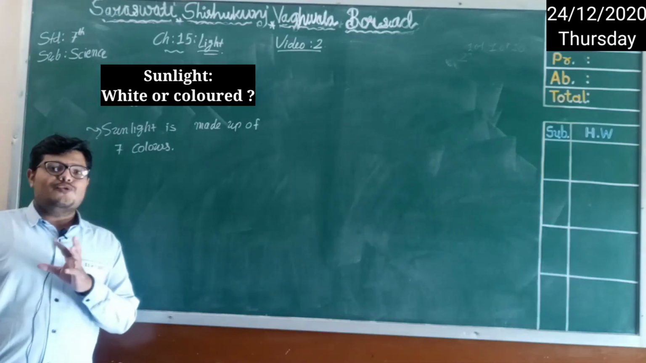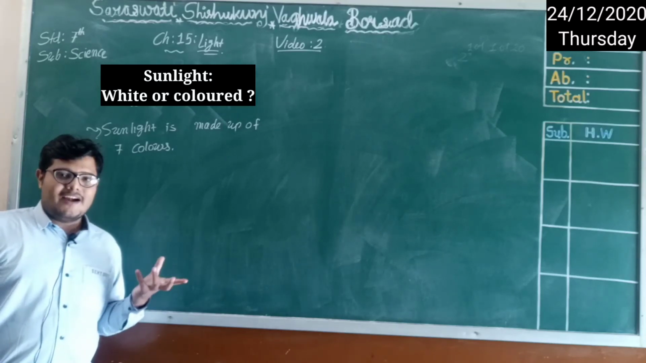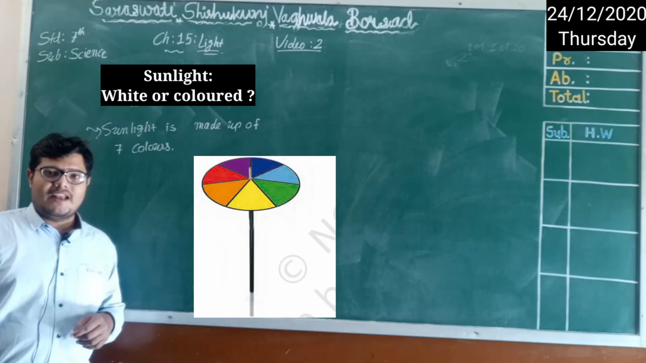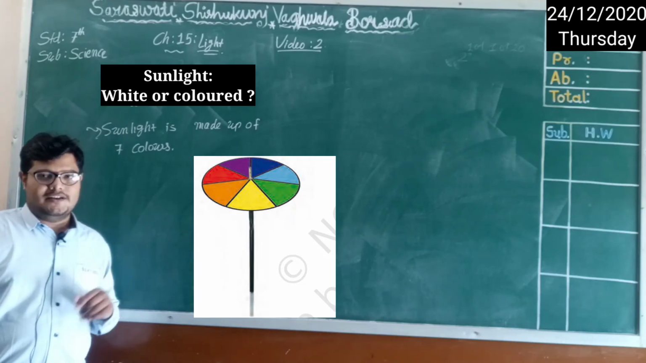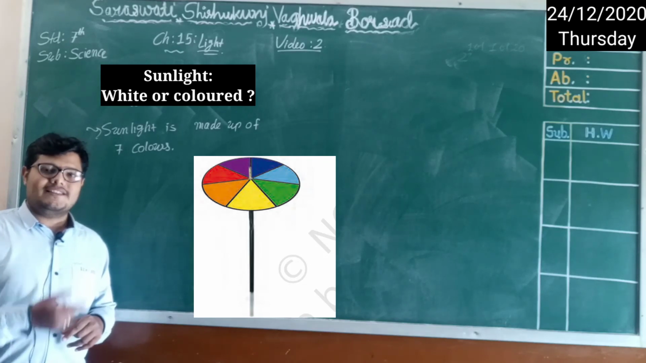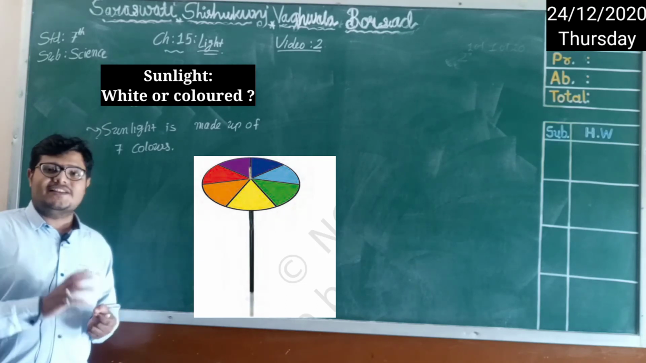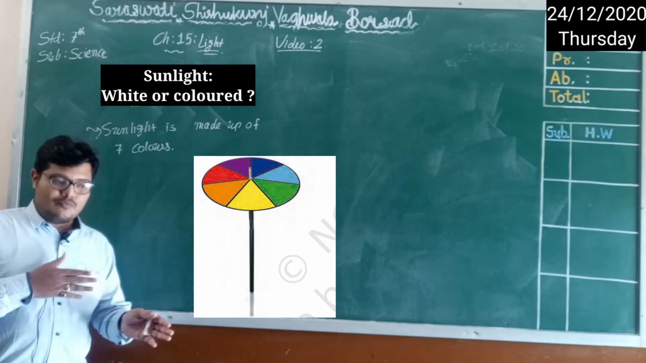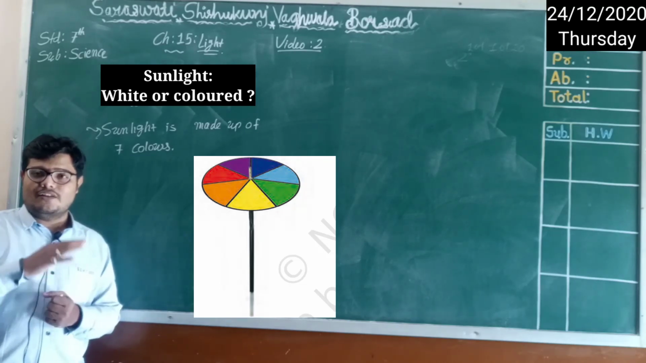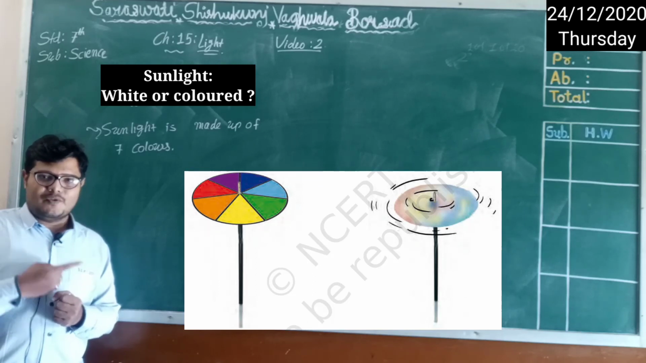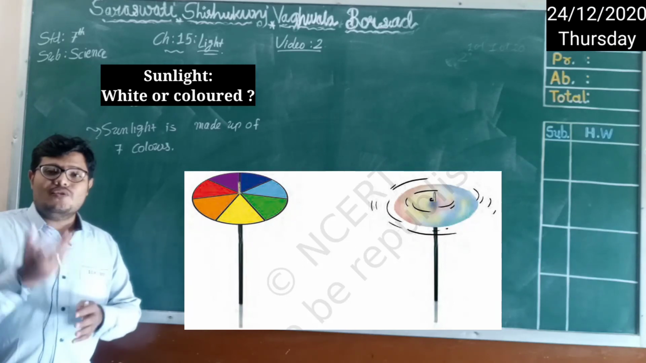Now if you want to do one activity, there is an interesting activity given in your textbook. You have to just take a cardboard, cut it in a circle shape, then make 7 parts as given in the figure, and then paint these colors on it, right? Now create a hole in the center, and insert a stick inside the hole. Now move that with your hands and try to observe what you are able to see on the colored surface. Is it white? You can see here, right? Yes, definitely it becomes white.